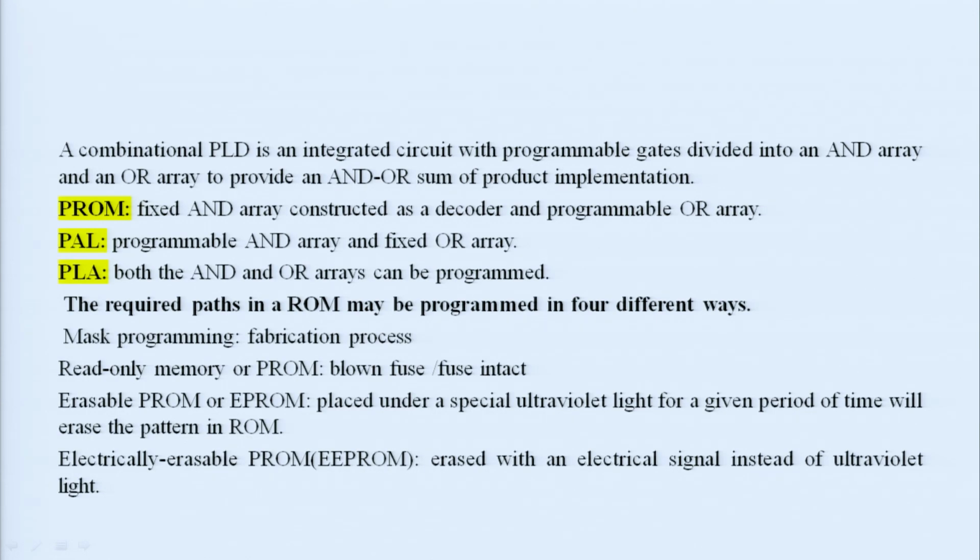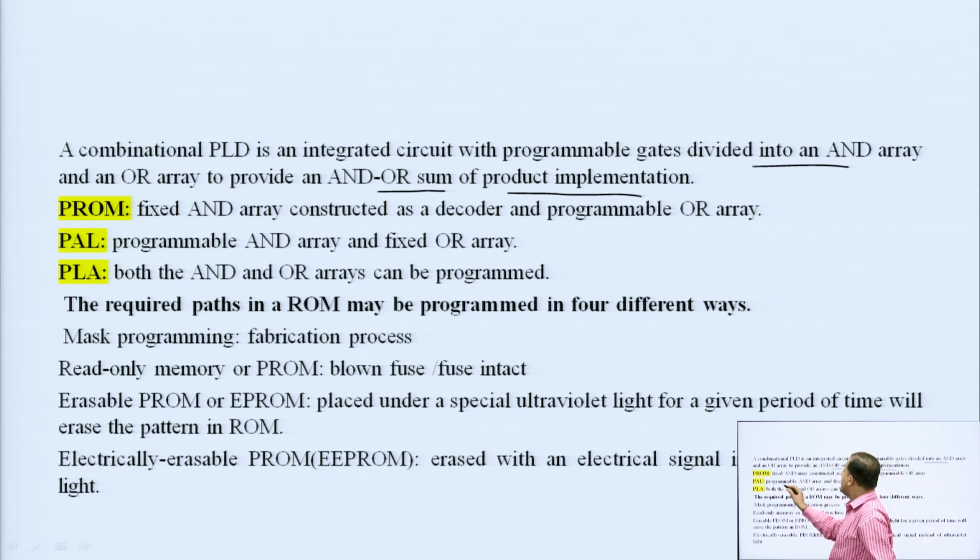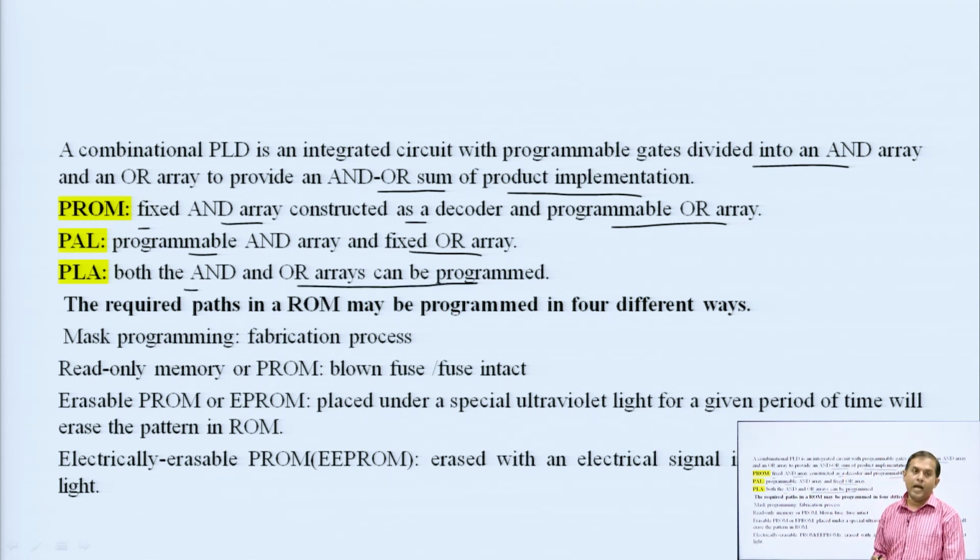So, this is the diagram for PLA. A combinational PLD is an integrated circuit with programmable gates divided into an AND array and an OR array to provide an AND-OR sum of product implementation, which we have already discussed in the last diagram. So, for PROM, we have a fixed AND array constructed as a decoder and a programmable OR array; for PAL, a programmable AND array and a fixed OR array; and for PLA, both AND and OR arrays can be programmed.